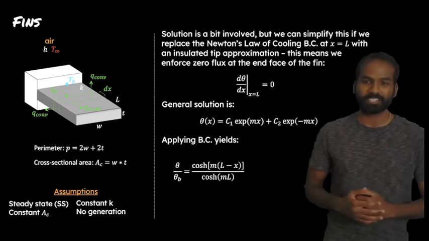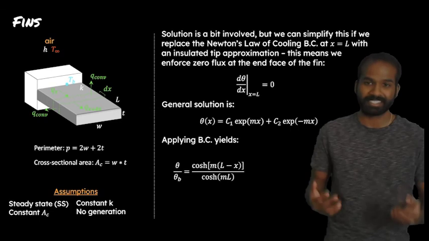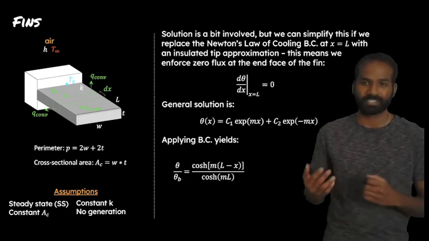Because the argument of the cosh needs to be dimensionless, this means that m times L does not carry units. This means that m times L is a dimensionless distance. m is non-dimensionalizing L.